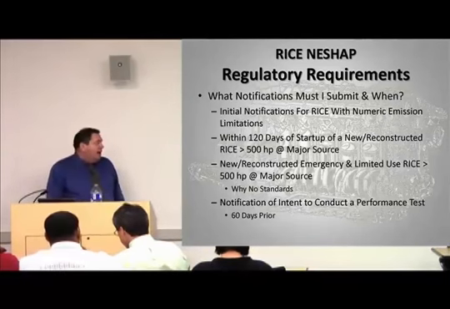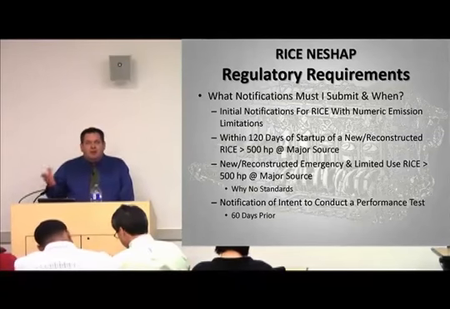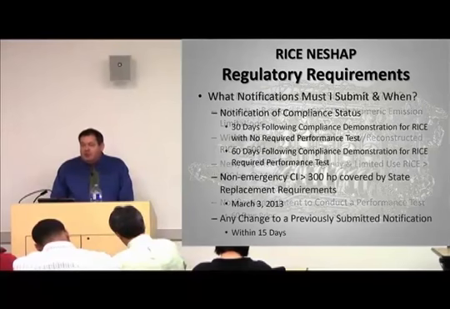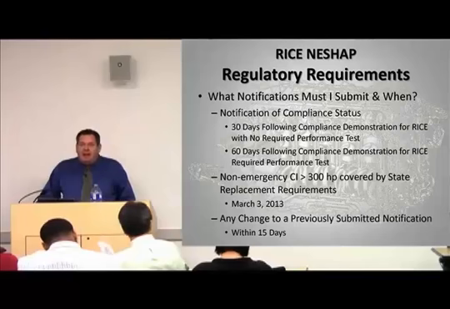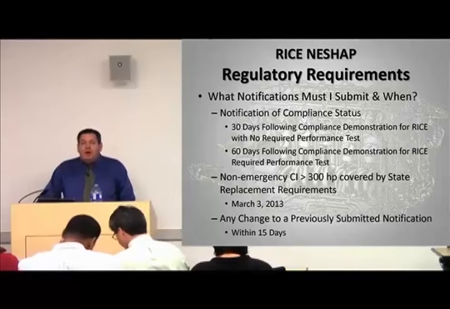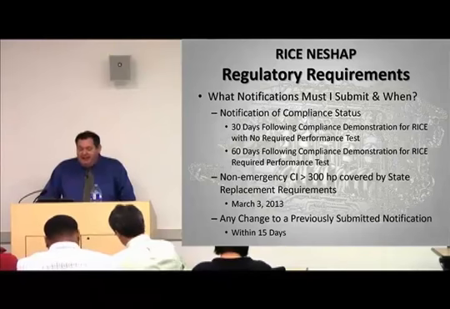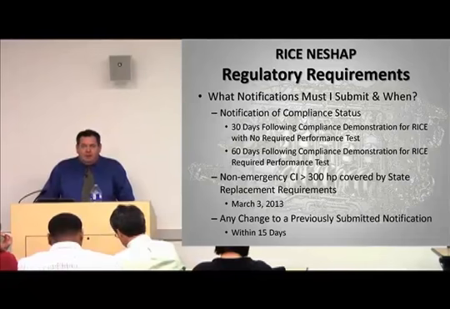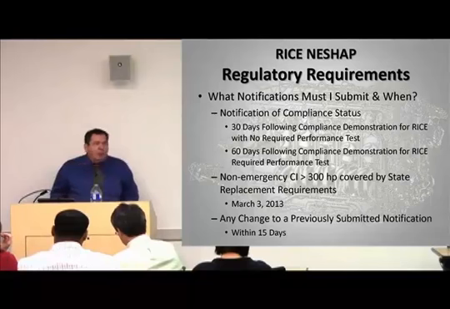And then finally there, we just talked about this notification to conduct an initial test. This gives the administrator the chance to review the plan and to show up and observe the test if they so choose. Then you have the notification of compliance status that Dustin just mentioned. It's due 30 days following the compliance demonstration for engines with no required performance test. This means engines without numeric emission limitations, and you're allowed 60 days following a compliance requirement that does require a performance test. So, and that's because it takes time for your source tester to compile the data and make it into a really pretty report form.